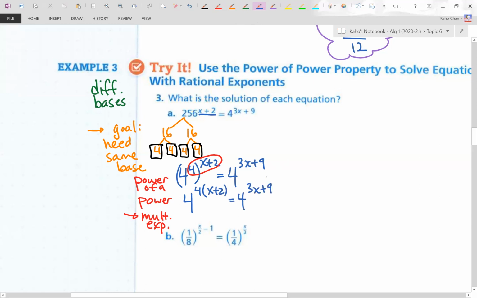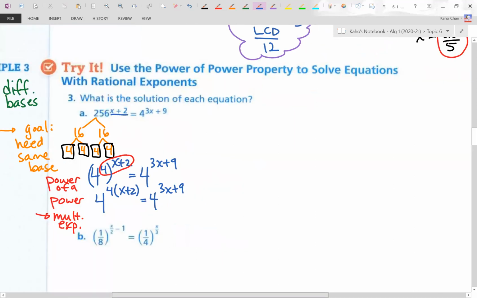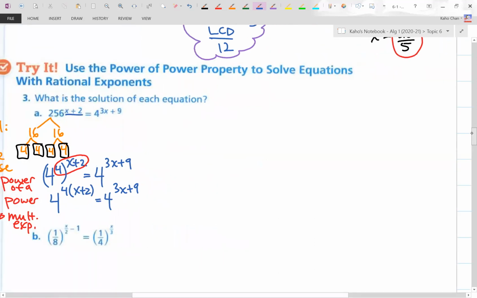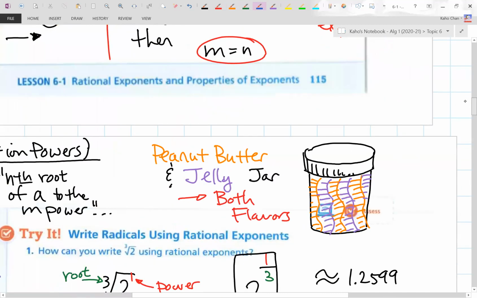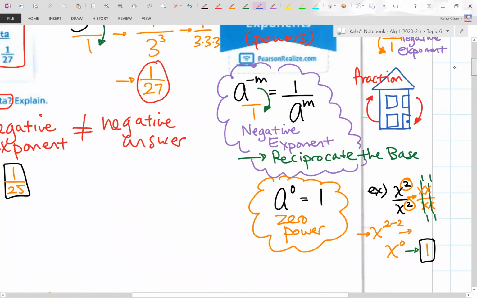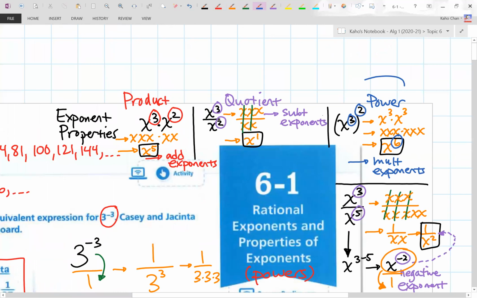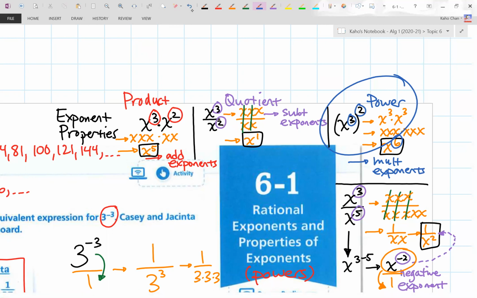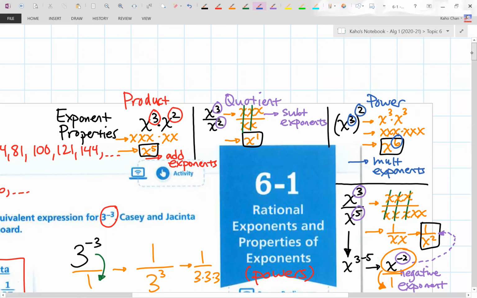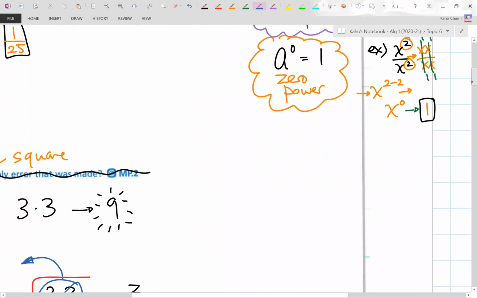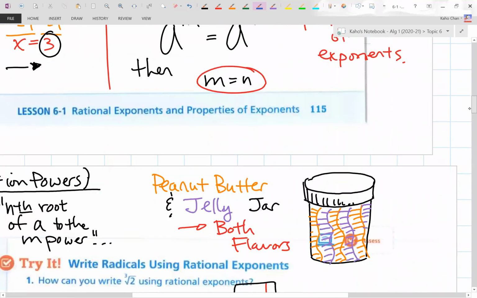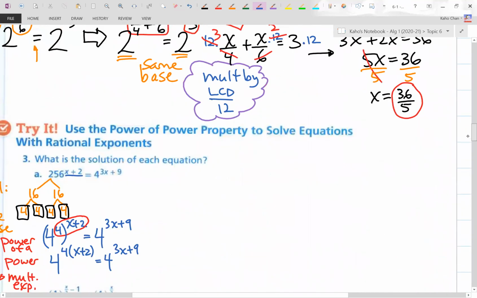Now, if you don't believe me that it's multiplication, you need to go back to the first page. If you forgive me, we had early on, right here, power of a power, x to the 3rd and to the 2nd, you multiply the exponent. That's the rule. So let me go back to example 3. Forgive me if I'm jumping around here a little bit.